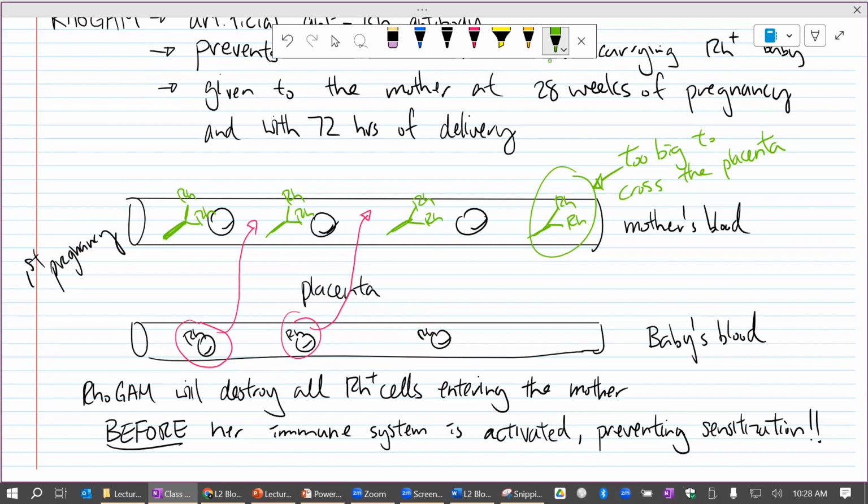Because as you will learn next class, antibodies that are injected don't stay very long. They will go away after a while, as opposed to antibody that you make yourself, which sticks around for some time.